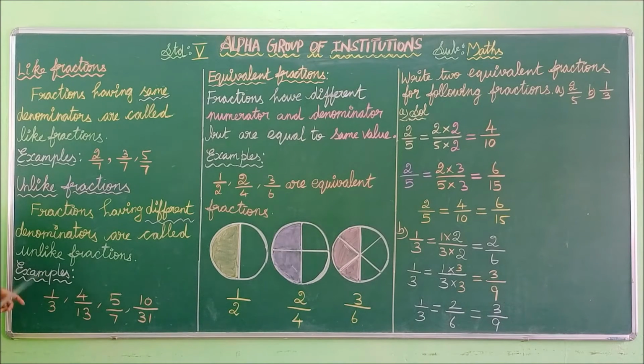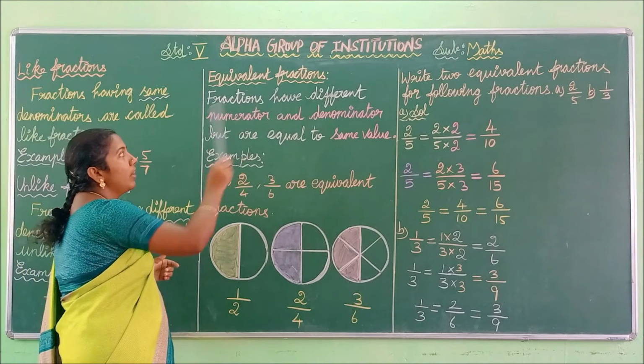See here, 1 by 3, 4 by 13, 5 by 7, 10 by 31. See, all the denominators are different. So, such types of fractions are said to be unlike fractions. Okay, do you understand? Next, we are going to see equivalent fractions.